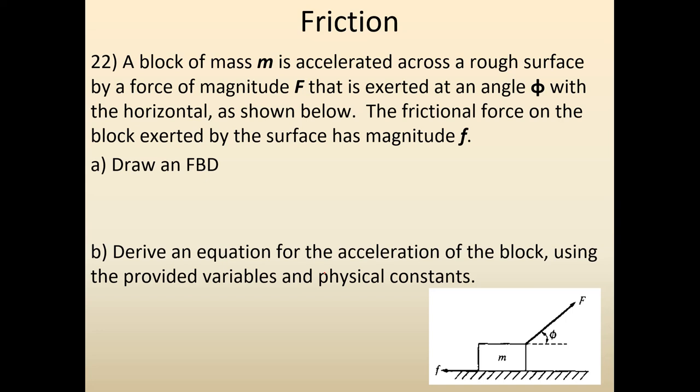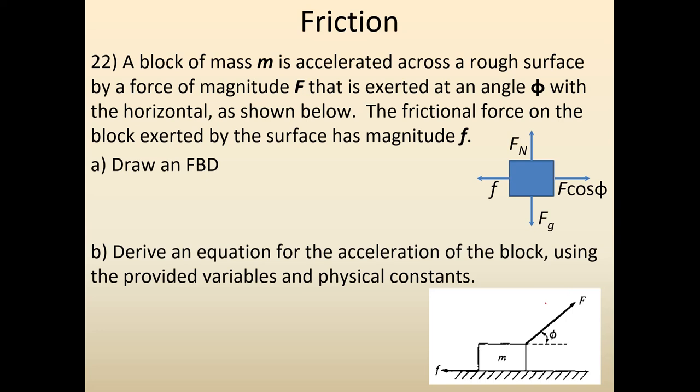All right, so once again, first thing I want to do is draw an FBD. So draw my box, draw FG going down, draw FN going up, same old, same old. I have friction going to the left this time. And then I'm just going to add this in now. Normally you would have wanted to keep this force going up at an angle, but again, I'm trying to save a little bit of room here.